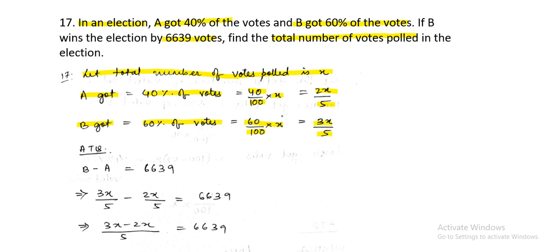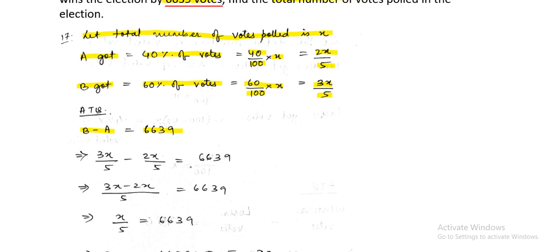But in question it is given that B wins the vote by 6,639 votes. That means B has got this many votes more than A. That means this is the difference between B and A. So we can write that B minus A is equal to 6,639. Now B has got 3X by 5 and A has got 2X by 5. So we write here 3X by 5 minus 2X by 5 equal to 6,639.